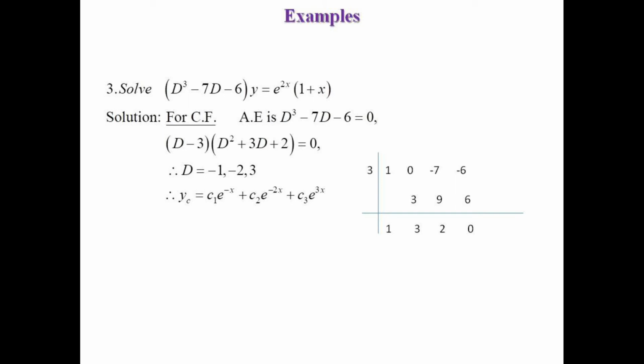According to the synthetic division method, write down the cubic equation with decreasing powers of D. Here the second power of D is absent, so its coefficient is 0. We can write this as D cube plus 0D square minus 7D minus 6 is equal to 0. So write down the coefficients as 1, 0, minus 7, minus 6. Then try to find the factor of this equation.